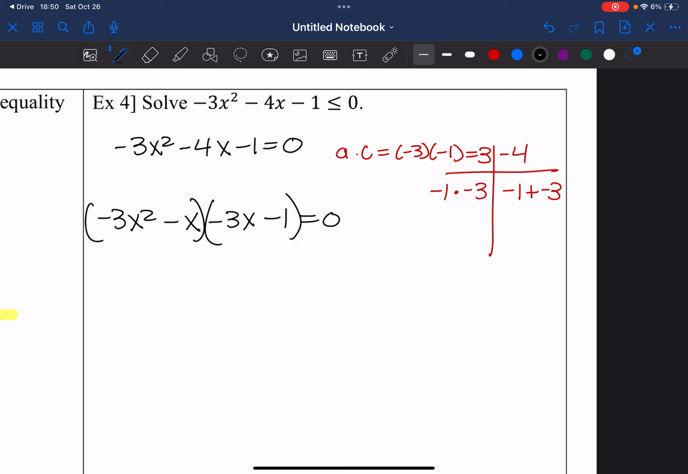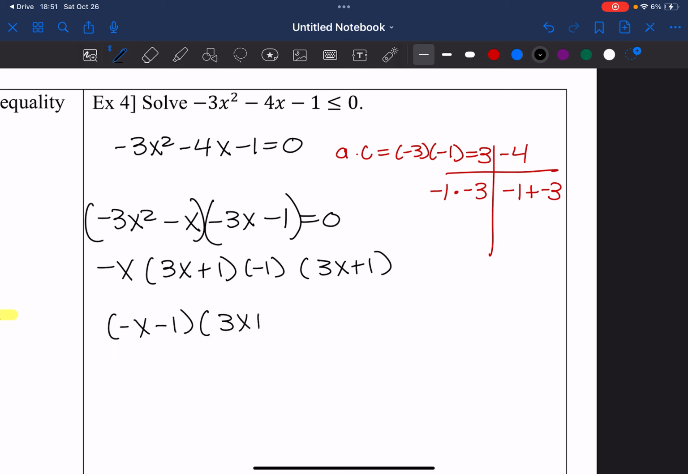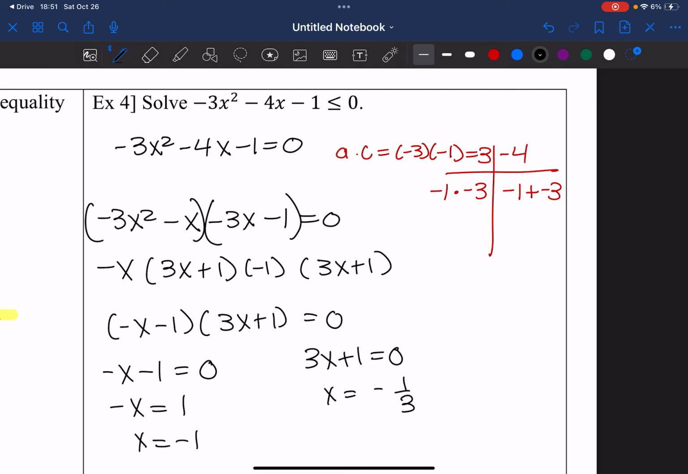I'm going to group my first two and last two terms. So I can take out a negative x, and I'm left with 3x plus 1. And I can take out a -1, and I'm left with 3x plus 1. So I have (-x minus 1)(3x plus 1) is equal to 0. So I have -x minus 1 equals 0, which means I have -x is equal to 1, so x is equal to -1. And then I have 3x plus 1 equals 0, which means x is equal to -1/3.